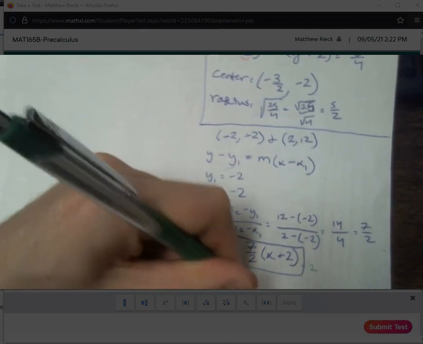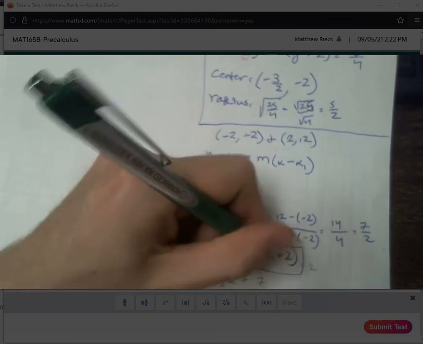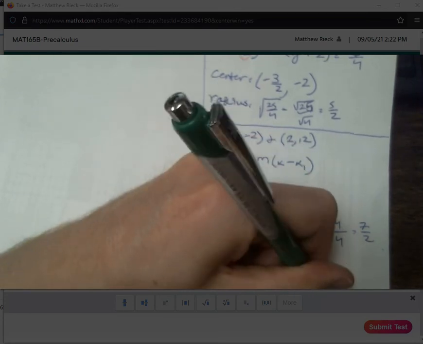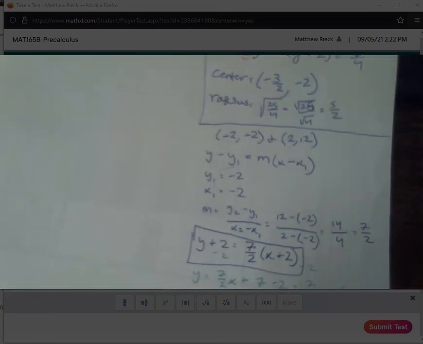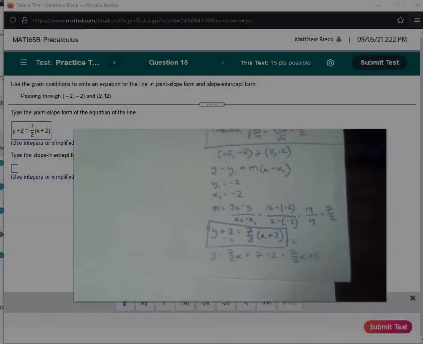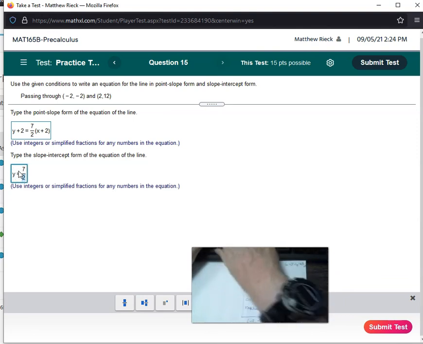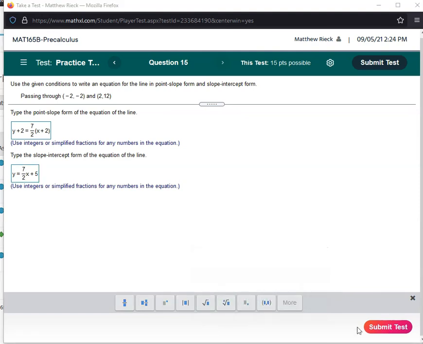So you have 7/2x plus 7, because 7/2 times 2, the 2's will cancel, so we're left with 7. And then minus 2. So you have 7/2x plus 5. There we go. So that is my slope-intercept form. So you have y equals 7/2x plus 5. All right. I think that's everything. So I'm going to go ahead and submit and see how we did.